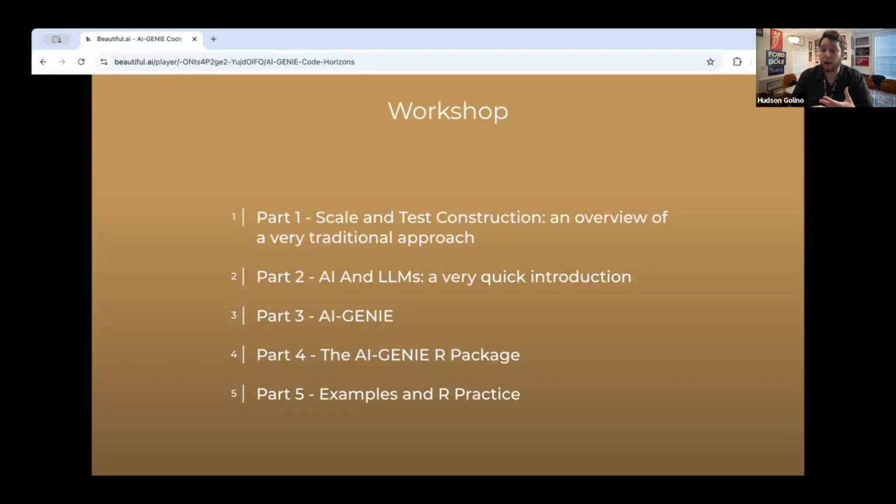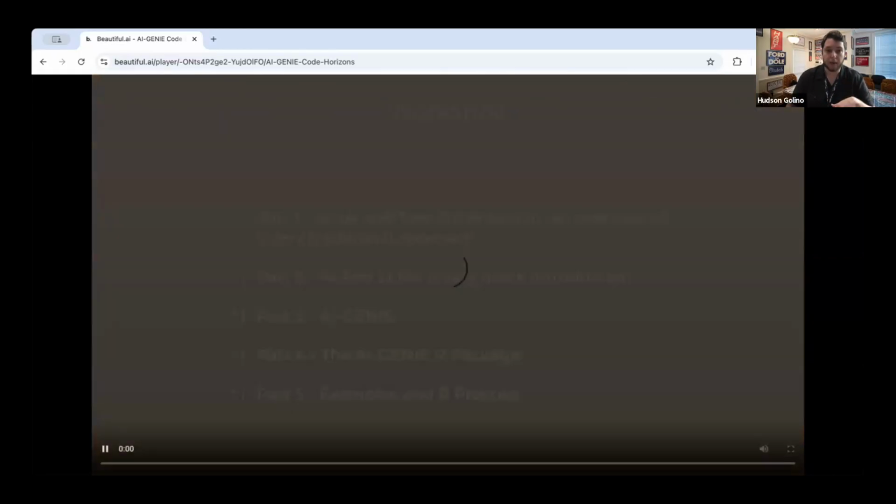On Thursday, Laura will be presenting the AI-GENIE R package that we have been developing. She has been the main creator of the package, and also we will share with you all the details on how to use the package and several examples, and we'll have hands-on activities on Thursday.